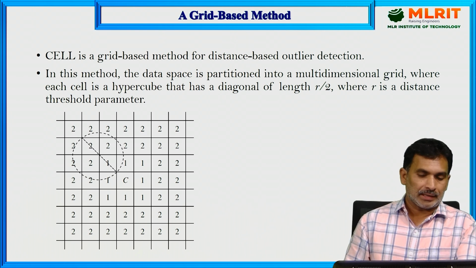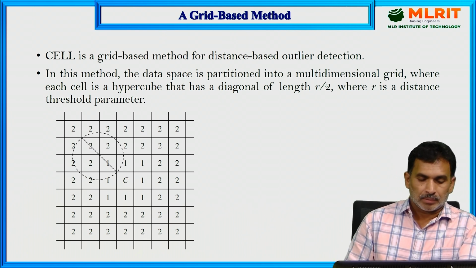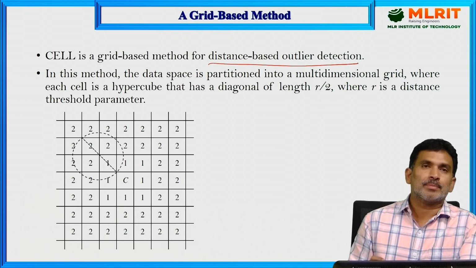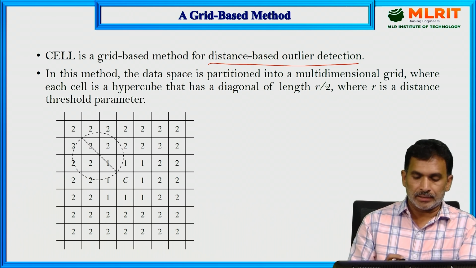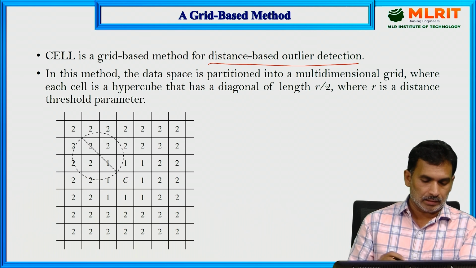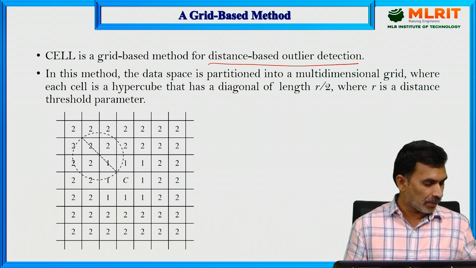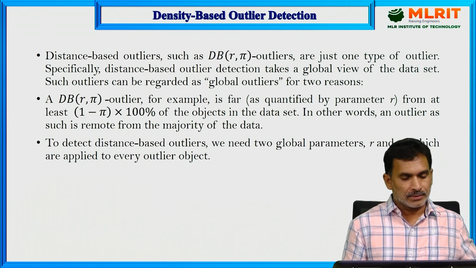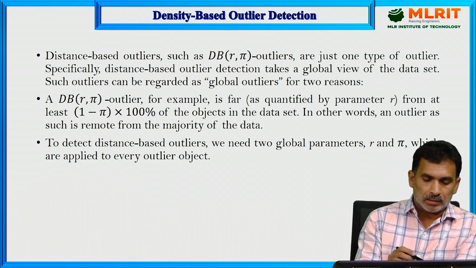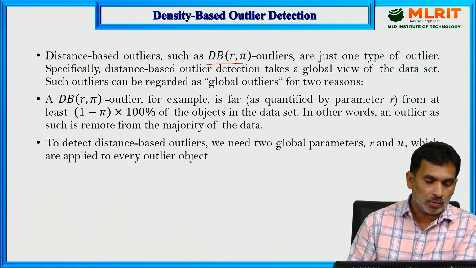A grid-based method uses what is called a cell, and it mainly uses the distance-based outlier detection method. In this method, the data space is partitioned into a multi-dimensional grid, where each cell is a hypercube that has a diagonal of length r by 2, where r is the distance threshold parameter. Distance-based outliers, DB(r, π) outliers, are one type of outlier.